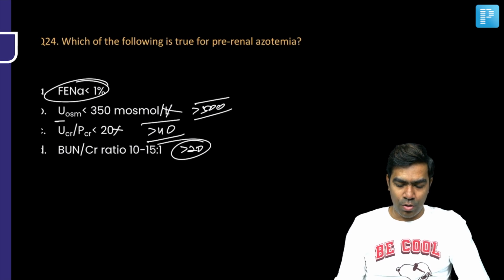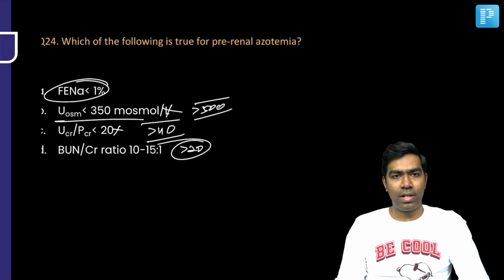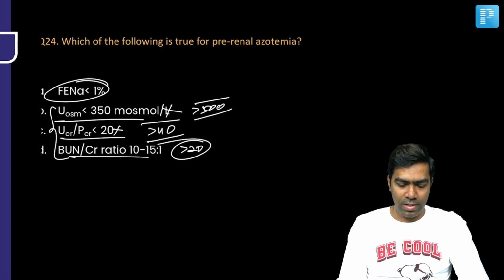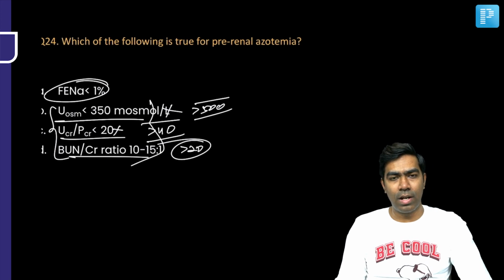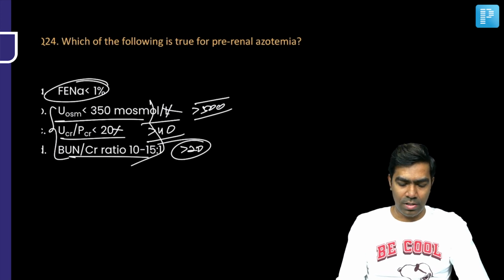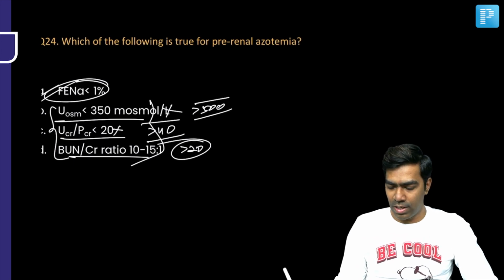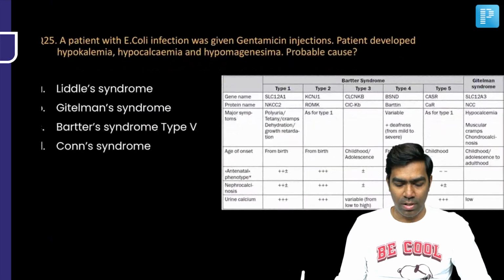And blood urea to creatinine ratio is going to be more than 20 in the setting of prerenal azotemia and not less than 15. Urine osmolality of less than 350, that is non-concentrated dilute urine, urine to plasma creatinine ratio of less than 20 and blood urea to creatinine ratio of less than 15 are all features of intrinsic renal leakage, that is acute tubular necrosis, and not prerenal azotemia. The right answer for this question is going to be option A, that is FeNa less than 1%, which is a clear-cut feature of prerenal azotemia.